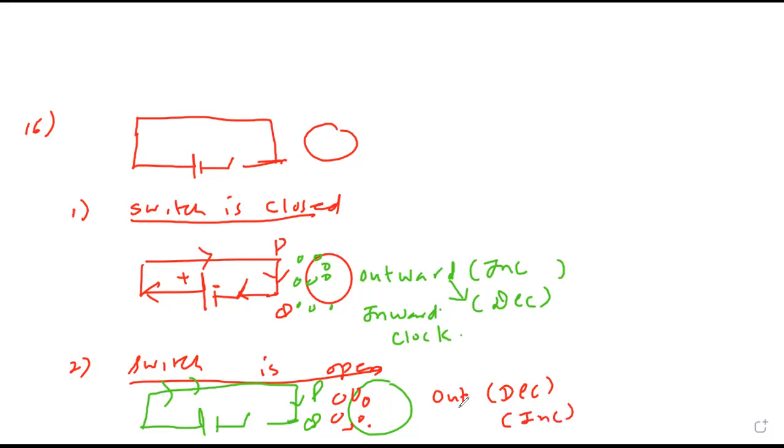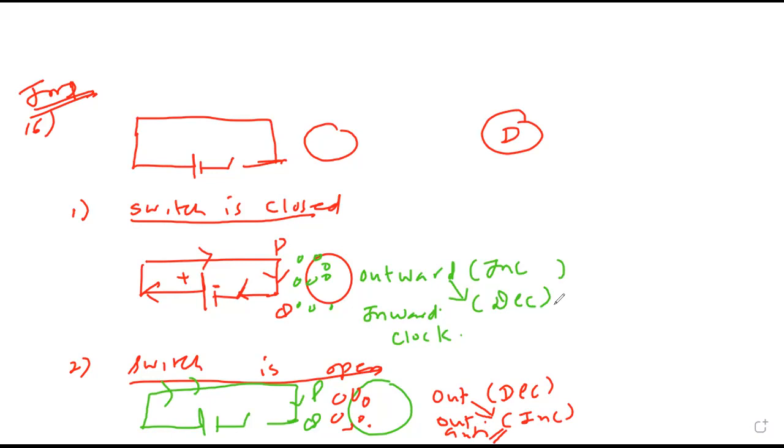So by Lenz's law, it should be increased. Outward is increased by outward. So current will be anti-clockwise. Any doubt? No, sir. So in first case, clockwise and then anti-clockwise, option D. These all sums are important because they are not rote-learning questions, but understanding questions.